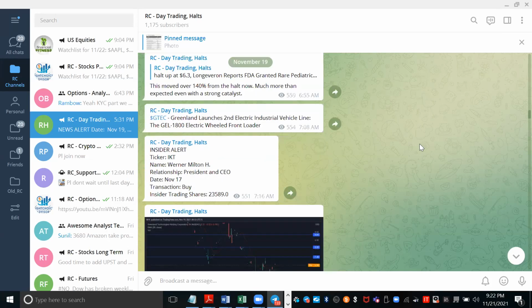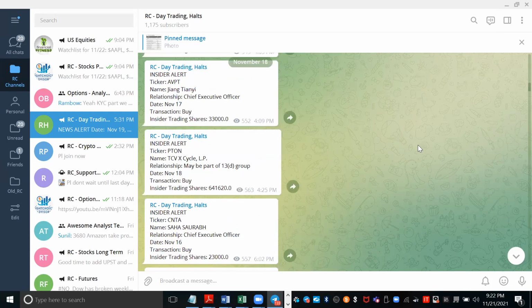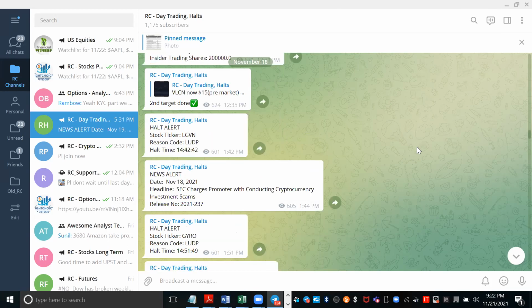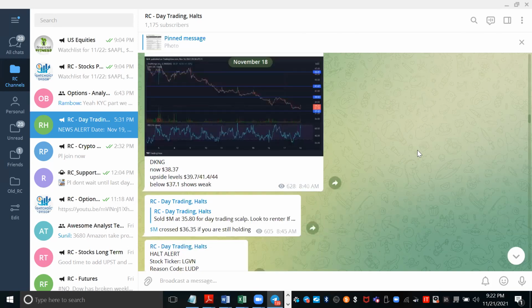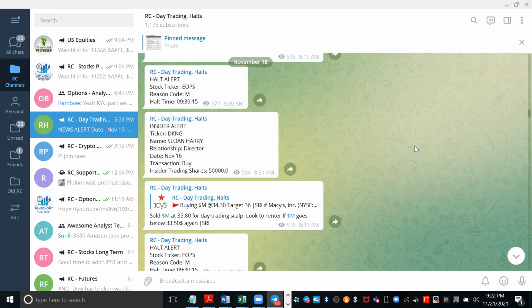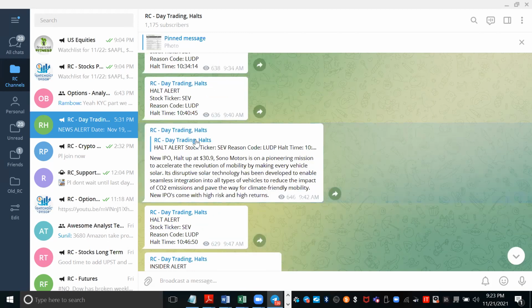For example, on Thursday, November 18th, there was a new IPO. I think it was SCV. So, right, this is the one, SCV. This is a new IPO. It got halted at $39. Sono Motors is on a pioneering mission to accelerate the revolution of mobility by making every vehicle solar. Again, it is related to EV. So it went up nearly 50-60% within the same day.